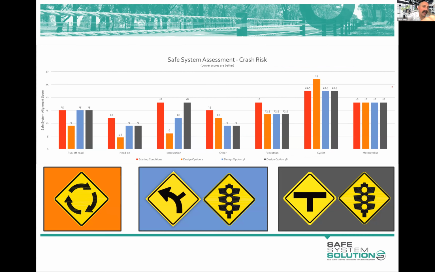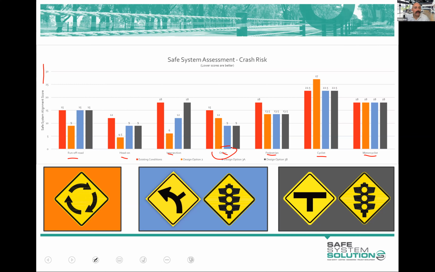And this shows us on the y-axis here the safe system alignment score, and on the x-axis what we see are key different crash types: run-off road, head-on, intersection, other, pedestrian, cyclist, motorcyclist. Other could be anything that's not captured in the categories. Could be sideswipe, could be crashes with animals, could be level crossing crashes, things that you've identified at your particular site that you believe isn't captured in the other ones. So there's some flexibility there.